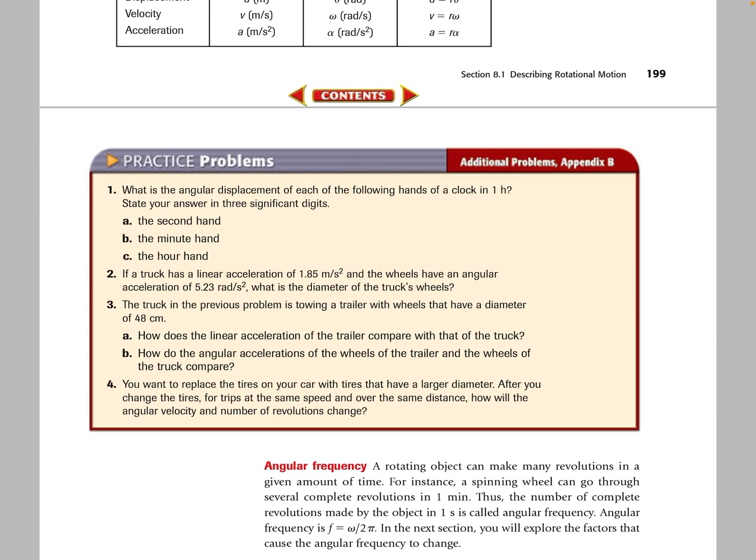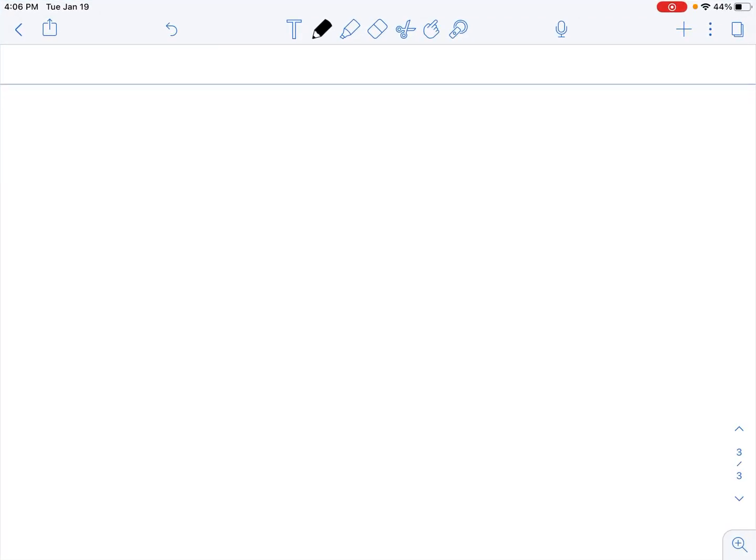Let's do a problem on page 200. Let's do practice problem number 1. What is the angular displacement of each of the following hands of a clock in 1 hour? Some of you might not remember this, but a long time ago, clocks were actually not digital. They actually had hands that moved. They'd have a second hand, minute hand, and an hour hand. This one wants to know, as part A, how far the second hand will move in angular units in 1 hour. So let's figure that out.